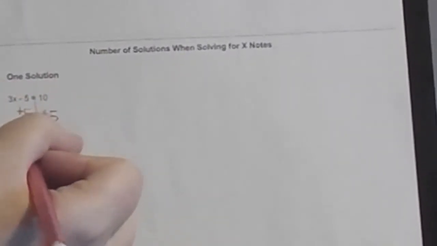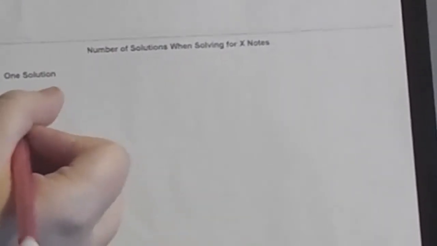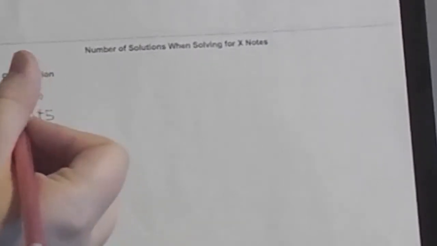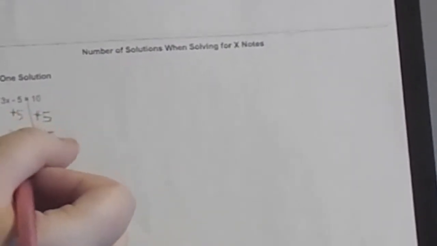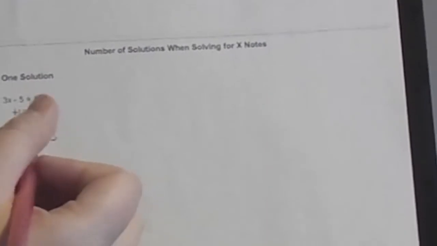So I still have these 3x. Minus 5 plus 5 is 0. They cancel, eliminate, go away. They're not there. We don't write them. It equals 10 plus 5, which is 15. Now this is 3x, which is 3 times x, equals 15.